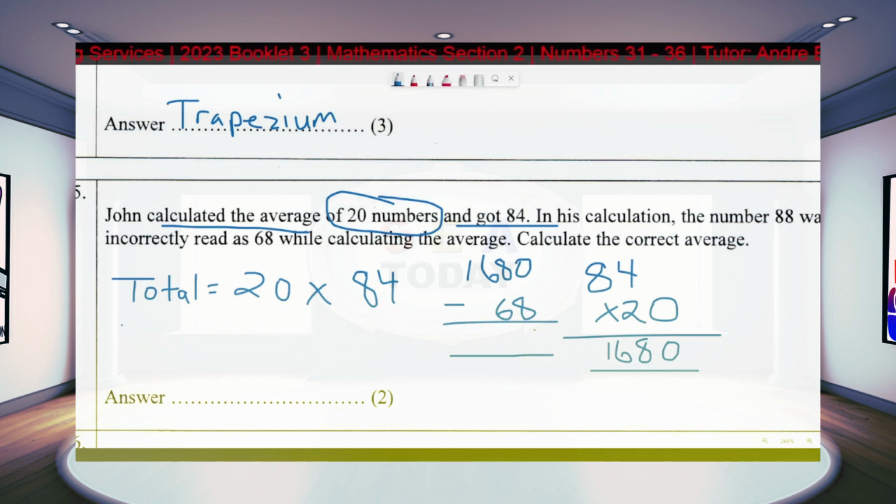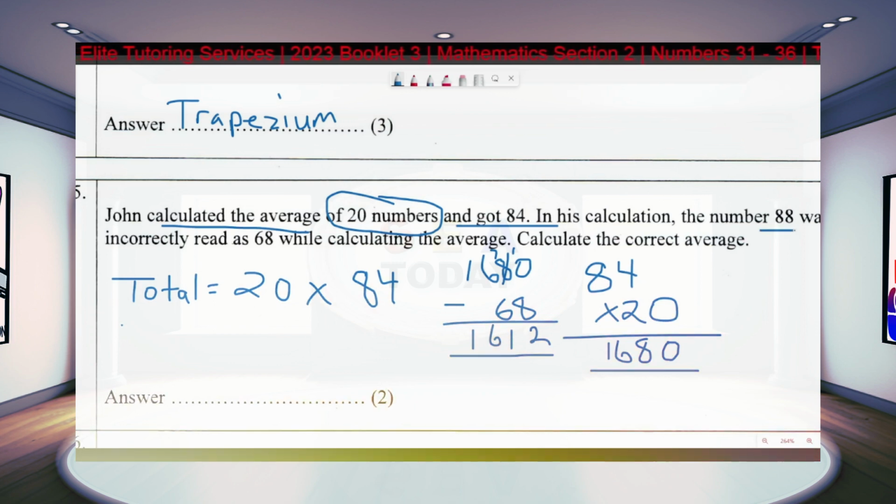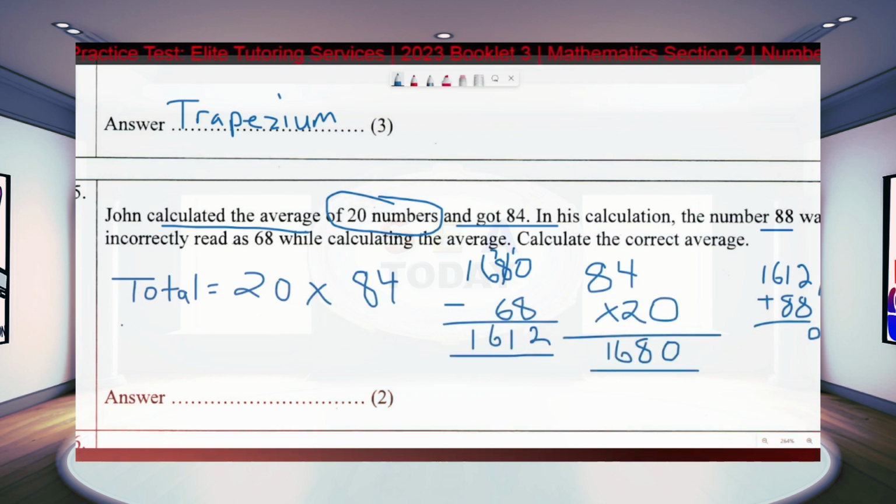0 take away 8, can't do that, borrow from the 8, make a 7. 10 take away 8 is 2. 7 take away 6 is 1. So we get 1612. And it was supposed to be 88, so we're going to add 88 to the 1612. 2 plus 8 is 10. Bring the 0 down. The 1 will be added over here. 1 plus 1 is 2, plus 8 is another 10. Bring the 0 in. The 1 will be added to the 6. So we get 1700.